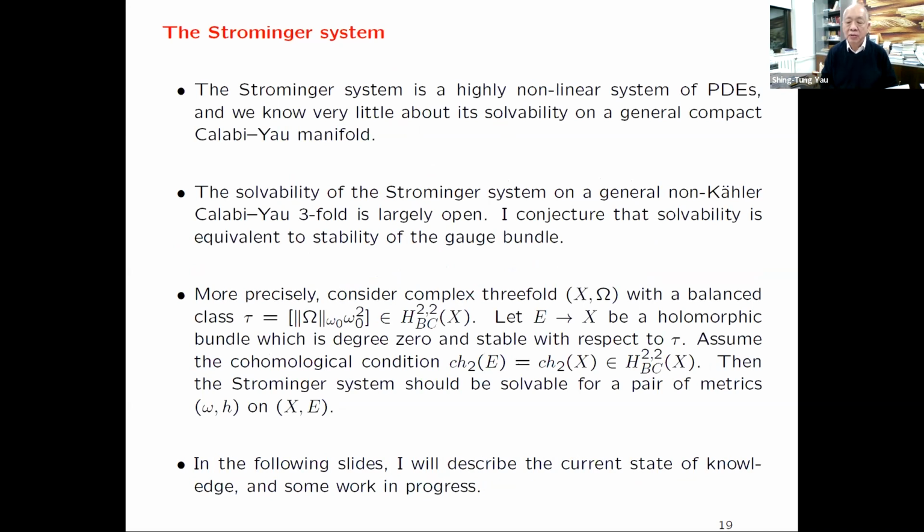In the dd-bar cohomology. It's important that it's dd-bar cohomology. In Kähler manifolds, dd-bar cohomology is the same as standard cohomology, but not in the case of a general complex manifold. So we have to make it clear these are true in the dd-bar cohomology. So we want to say that under this condition that I wrote down here, the Strominger system can be solved. This is a rather interesting question, and I will describe some of the current status of this knowledge.